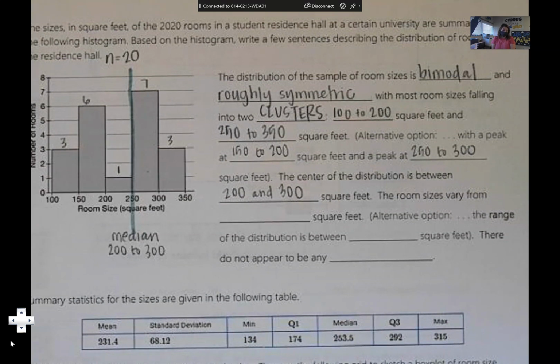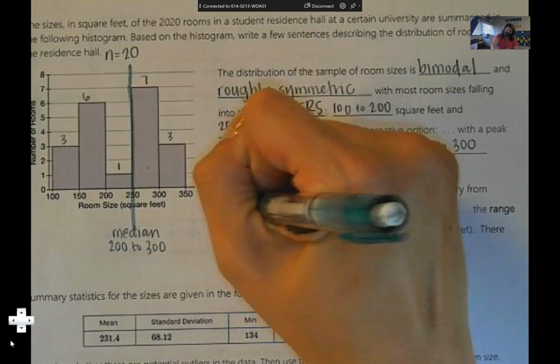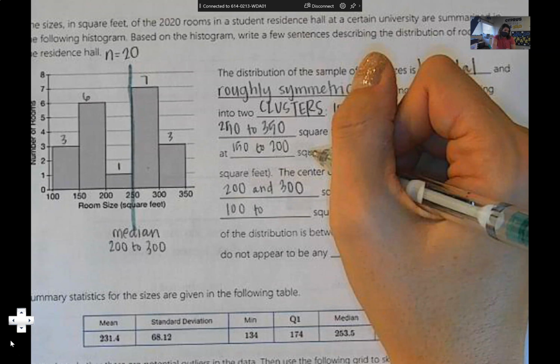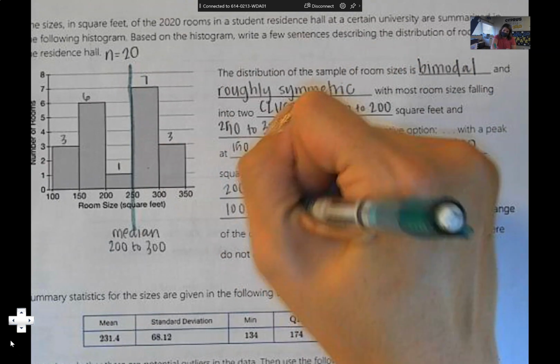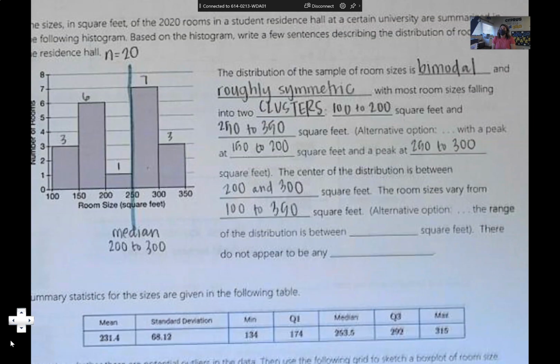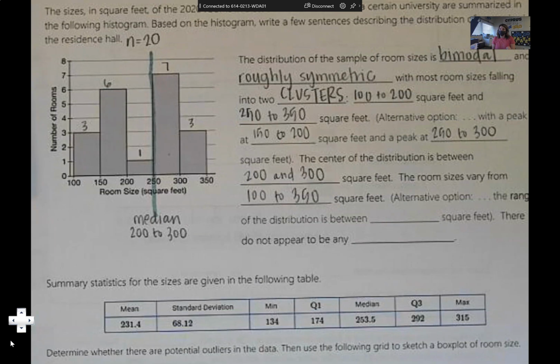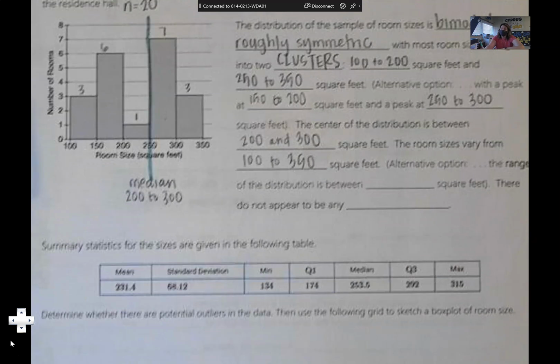The room sizes vary from 100 to, what's your upper end? 350. That is the range: the lowest value to the highest value. Now, an alternative option would be to actually give the range. So what is the formula for range?